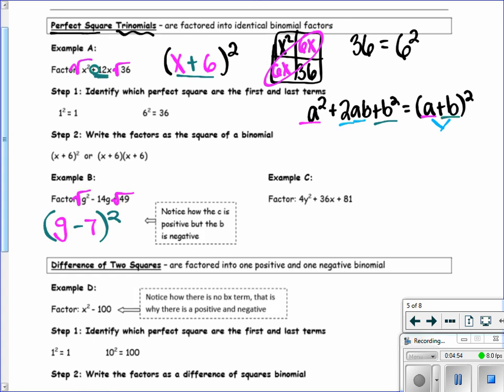Okay, let's look at the next one. First term, is that a perfect square?